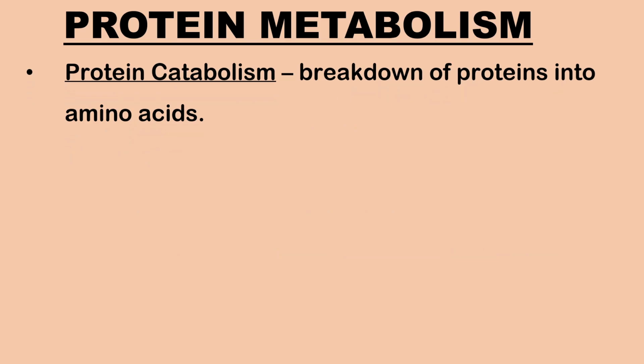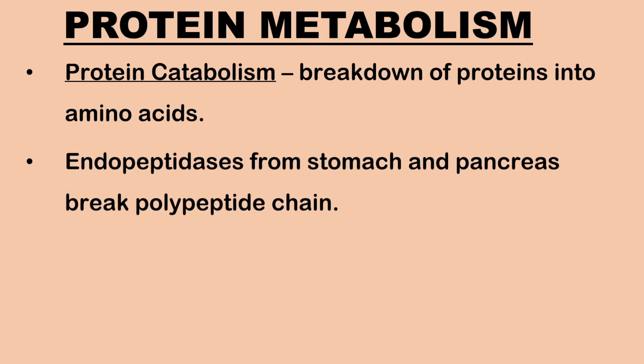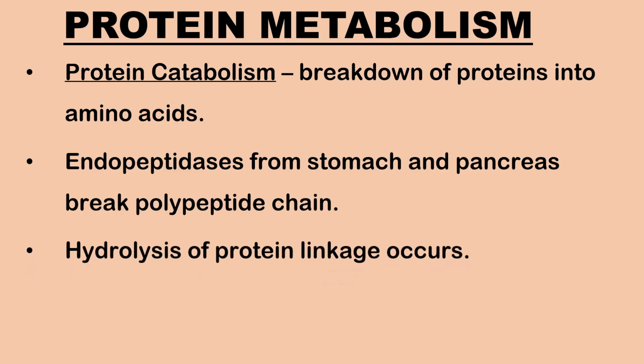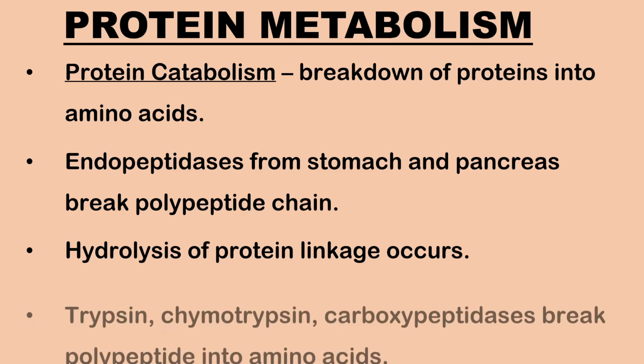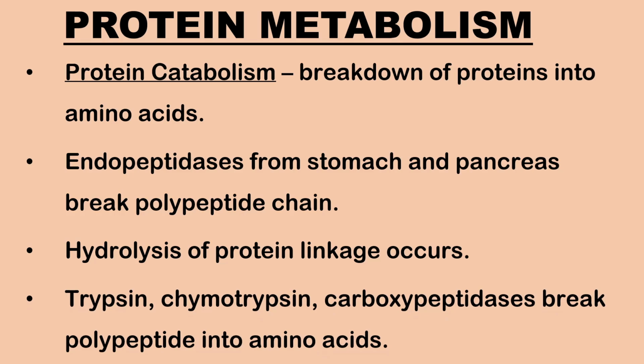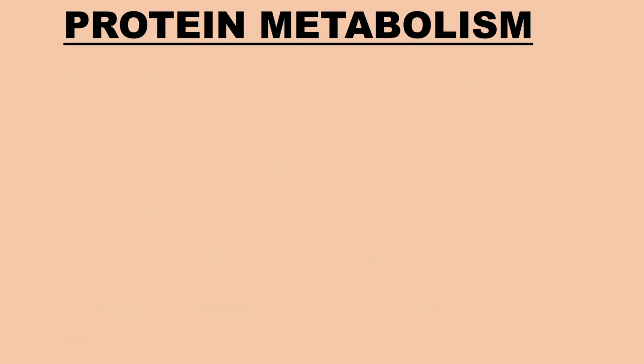Protein catabolism is the breakdown of proteins into peptides and finally into amino acids. The stomach and the pancreas release endopeptidases, which cleave the polypeptide chain between particular amino acid residues. Hydrolysis of protein linkages occurs with the action of gastric juice and the active enzyme pepsin. Trypsin, chymotrypsin, and carboxypeptidases synthesized by the pancreas break the polypeptide into amino acids.